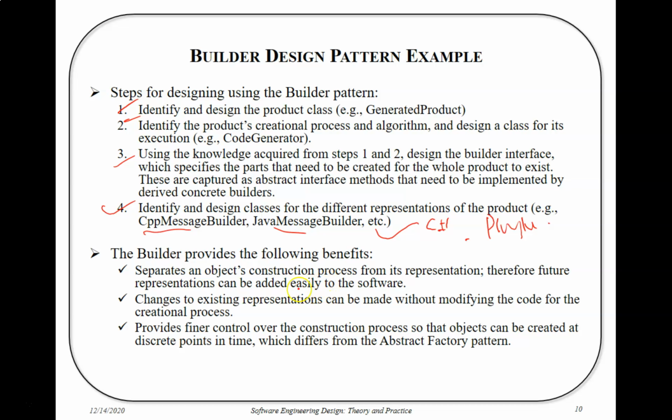So the builder provides the following benefits: separate the object's construction process from its representation, as you see from the example, where irrelevant of whatever the presentation, we can separate the construction process and then change the existing representation without modifying the code. And then finally, provide final control over the construction process of an object created at a discrete point of time. Which differs from the abstract factory design pattern. Okay? I think it is easier to understand compared to the abstract factory pattern.